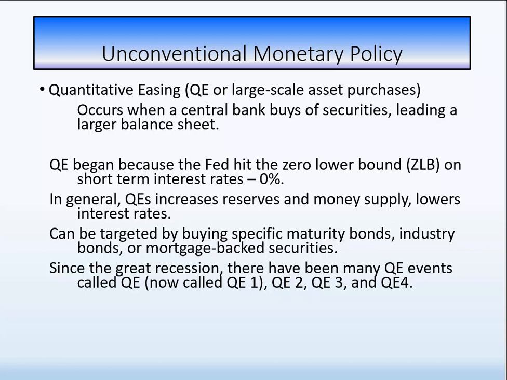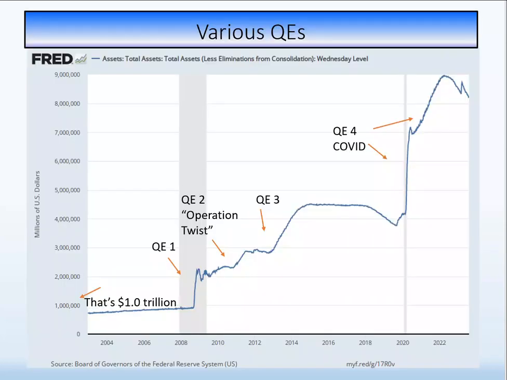Let me show you. So here we can actually see the various QEs taking place over time by looking at the Federal Reserve's balance sheet, the size of its total assets, in other words. To get some perspective, look at the bottom of the y-axis. That $1 million amount is actually in billions, so that's $1 trillion. Now, let's look at the QEs.